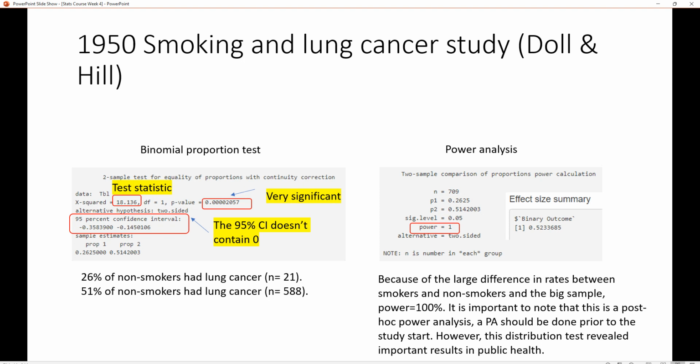However, this distribution test revealed important results in public health, so you can still find important results through these types of analyses. What you've just looked at was the entire set of statistical tools and concepts that we've looked at in the last 4 weeks, and this is the process that we would go through, starting with our descriptive statistics and using a variety of inferential statistics to help us make meaningful conclusions.